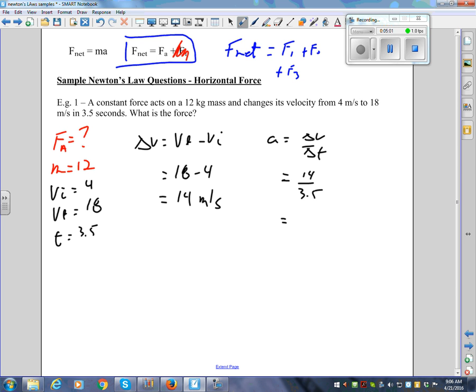14 divided by 3.5. I think that's 4 meters per second squared. And now that I have my acceleration, I'm going to use F net equals ma: mass of 12, acceleration 4, 48 newtons.